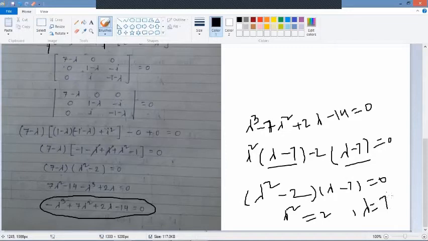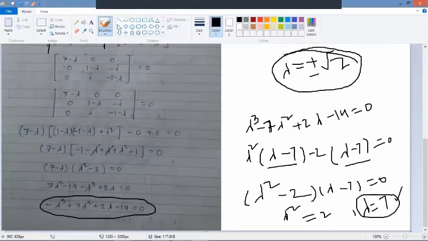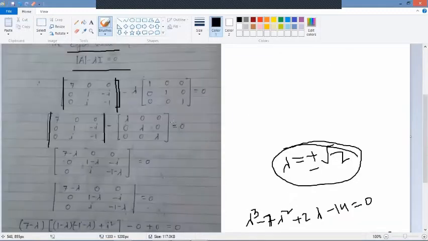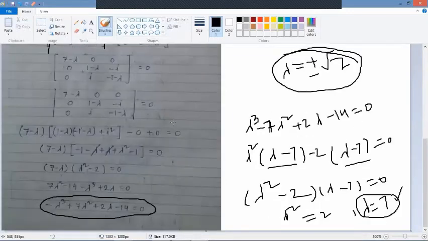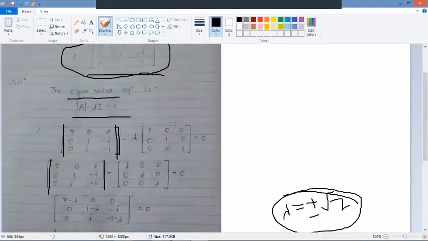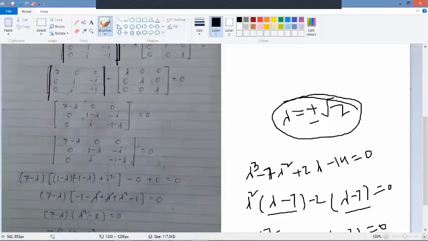Lambda is equal to 7. So the first eigenvalue I have found. And the second one: lambda is equal to plus minus root 2. So this is the first eigenvalue I got here, and this is the second eigenvalue I got. These are the methods we use to solve this type of basic problem.